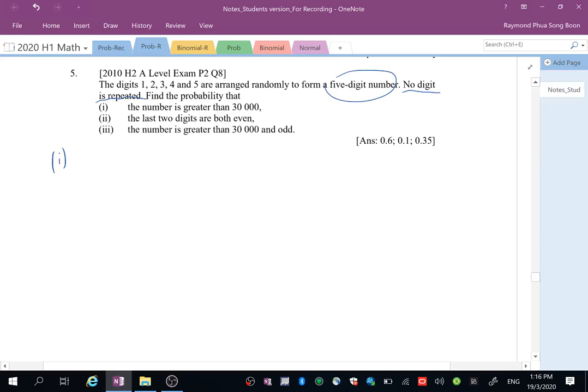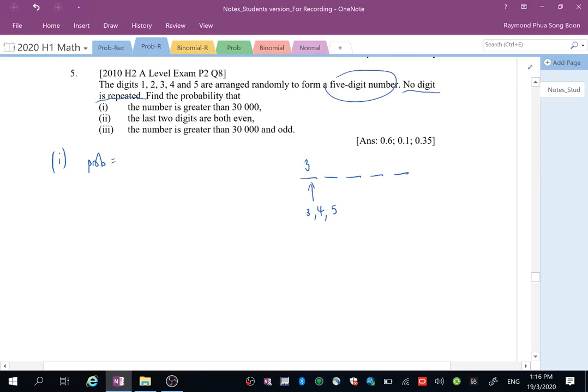So part 1, find the probability that the number is greater than 30,000. So, okay, let's do a representation. So there are 5 digits. Which digit will matter to cause the number to be greater than 30,000? It is just the first digit. So the first digit must be either 3, 4, or 5 in order for the number to be greater than 30,000. So we have 3 choices for the first digit.